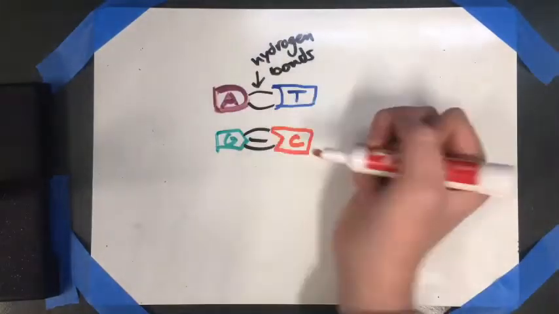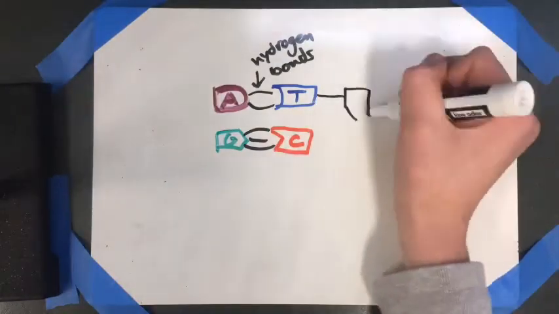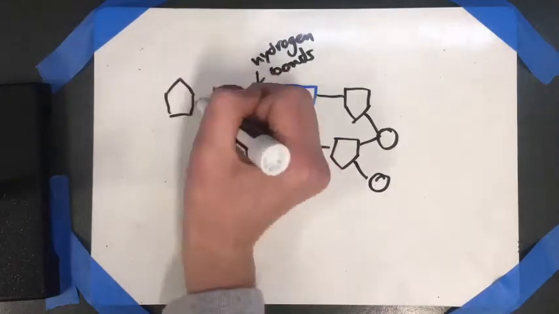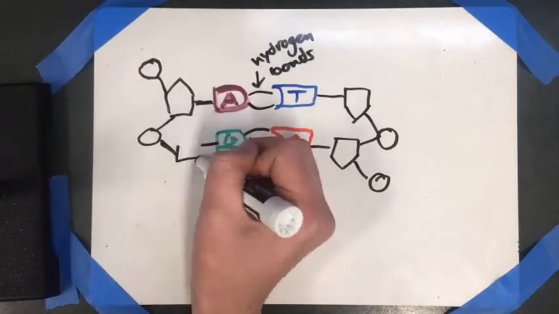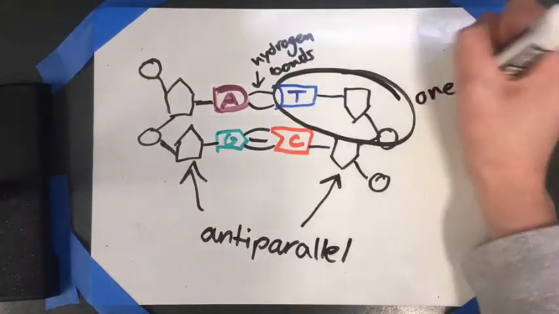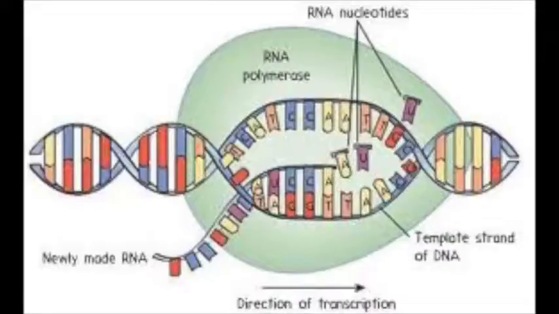DNA is formed into a double helix shape, with nucleotides on either side of it. The nucleotides run anti-parallel to each other. For example, the phosphate of one nucleotide will be going upward, while the phosphate of a nucleotide on the opposing side will be going downward.